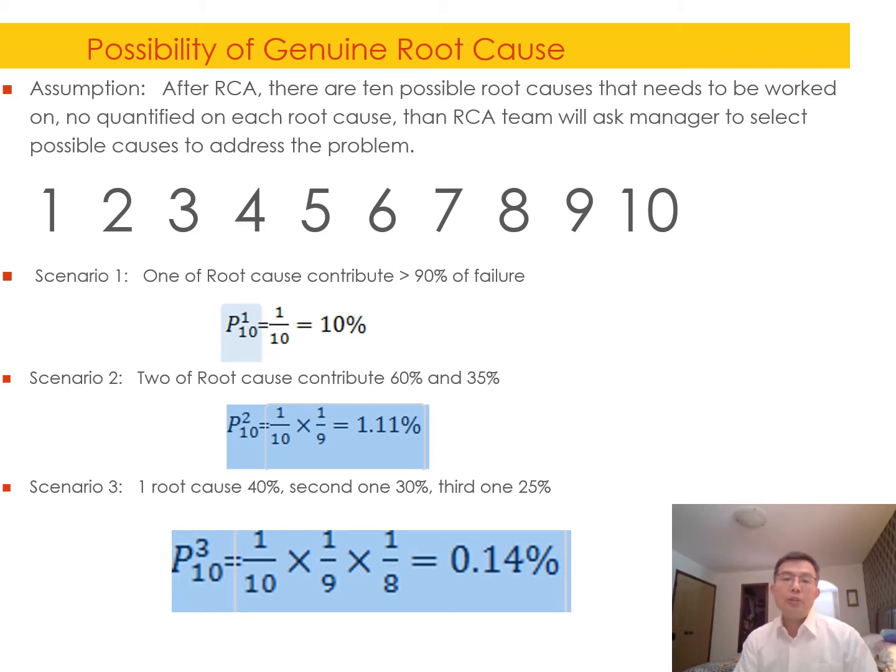Scenario two: if there are two genuine root causes, one contributing 60% and the other 35%, the probability is 1/10 times 1/9, so the opportunity to find the root cause is only about 1%. Scenario three: if we have three genuine root causes, then the probability is 1/10 times 1/9 times 1/8, about 1.4 thousandths.